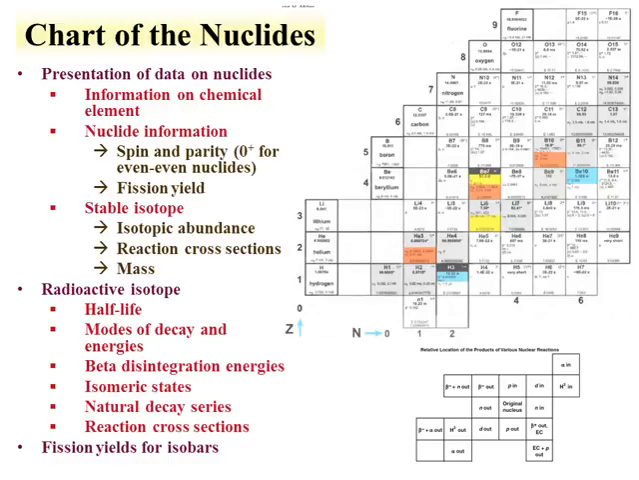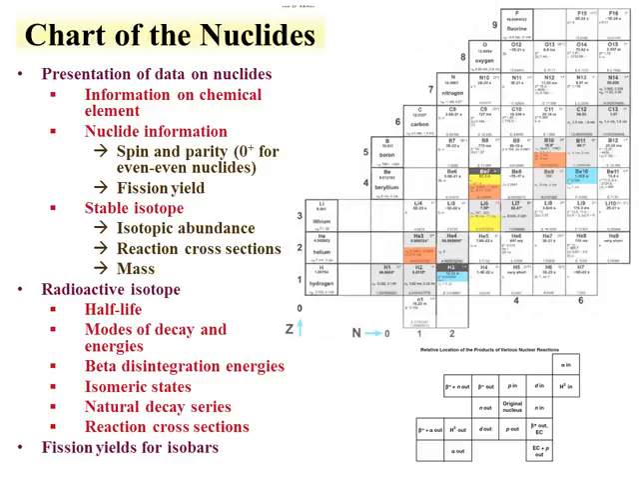The chart of the nuclides presents all the isotopes that have been evaluated and examined and are constantly being added to. The chart of the nuclides plots the number of protons against the number of neutrons. We have these gray isotopes, which represent the stable isotopes. It's kind of like a valley. You can almost think of this as a topo map. The data that's presented here includes information on the chemical element, which would be listed here.